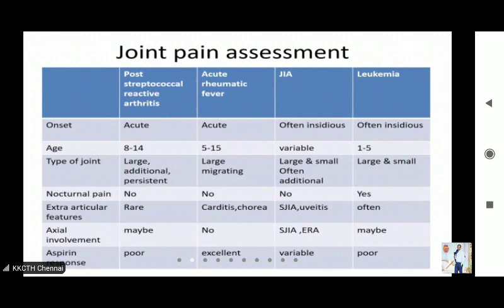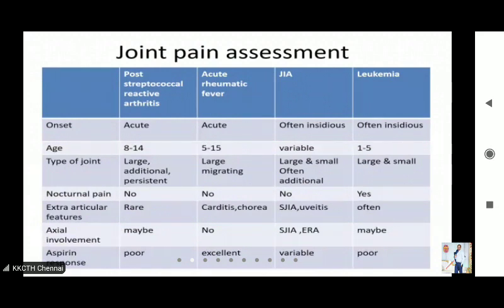Uveitis is more common in under-5 oligoarticular type of arthritis. In leukemia, extra-articular features are often seen. Axial or spinal involvement is normally not seen in rheumatic fever. It may be seen in post-streptococcal reactive arthritis or JA and leukemia sometimes. The response to aspirin is excellent in rheumatic fever, poor in reactive arthritis and leukemia, and variable in JA.